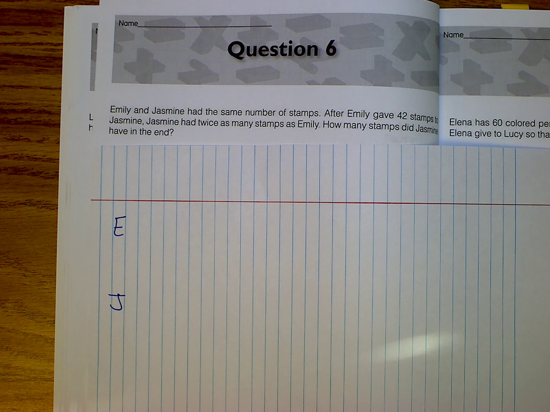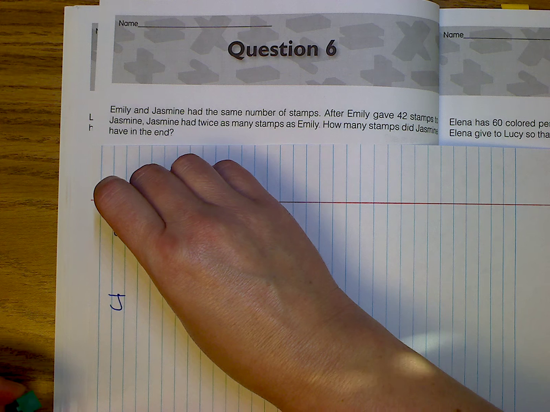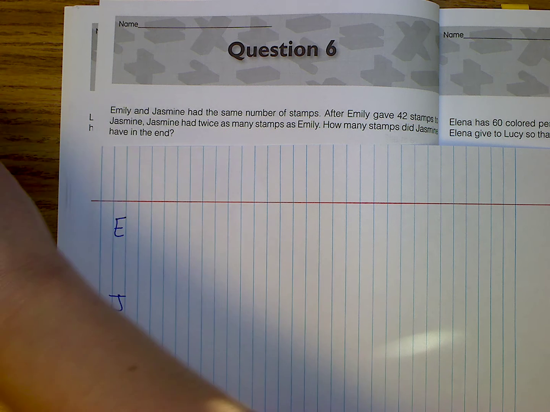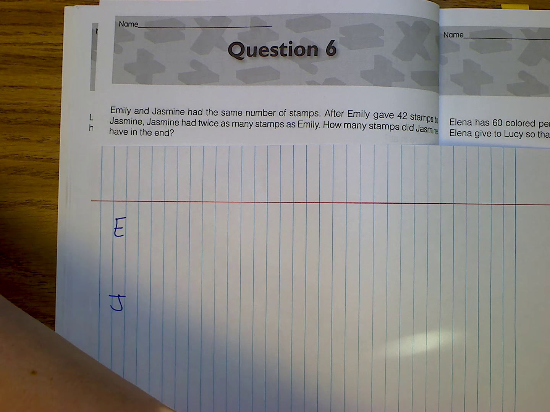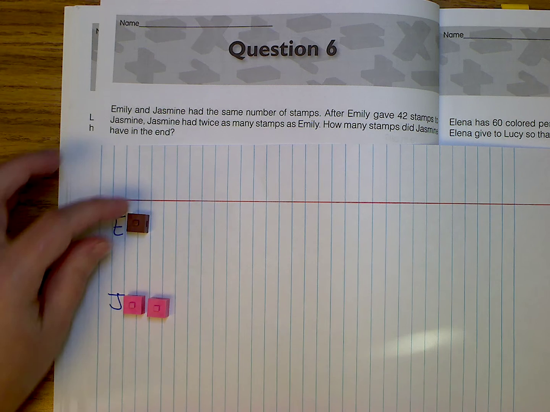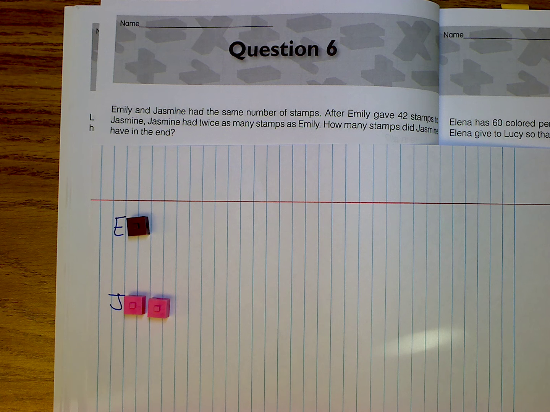So start it with Jasmine having twice as many as Emily. Okay, so Jasmine had twice as many as Emily. I'm going to use a different color. So let's say Emily is this, and Jasmine. Does Jasmine now have twice as many as Emily? Yes? She has twice as many, right?